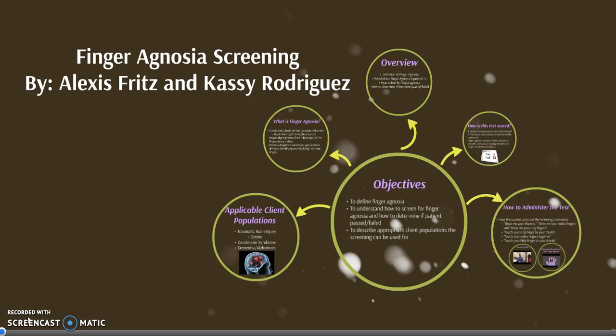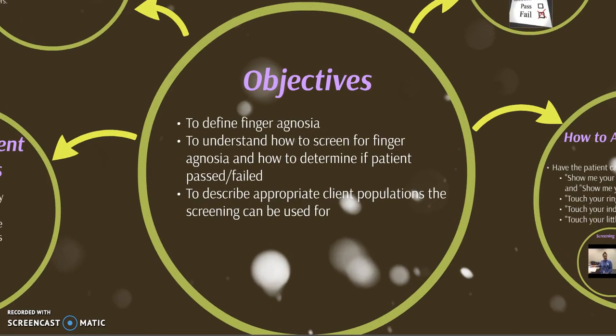For this Prezi, I will be talking about how to screen for finger agnosia. The objectives will be to define finger agnosia, to understand how to screen for finger agnosia, and also how to determine if the patient has passed or failed the test. And I will be describing appropriate client populations that this screening may be used for.